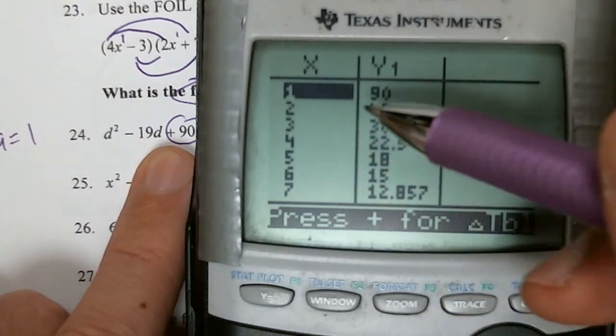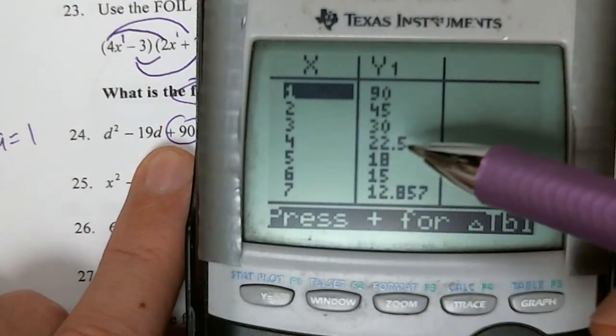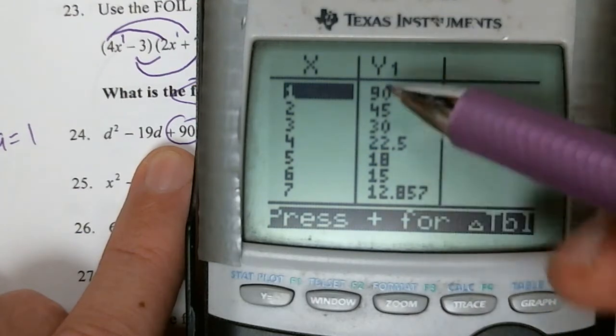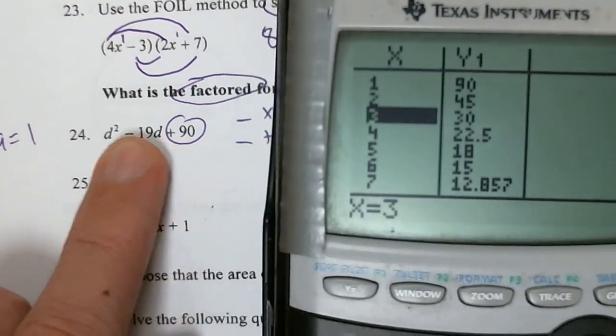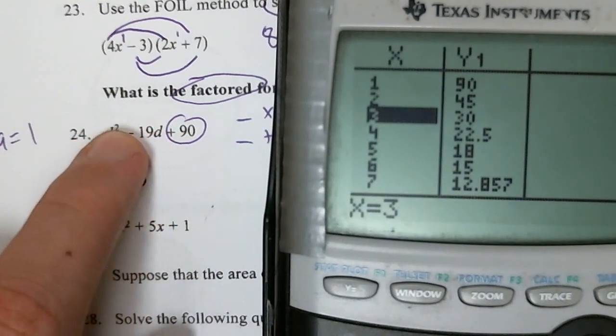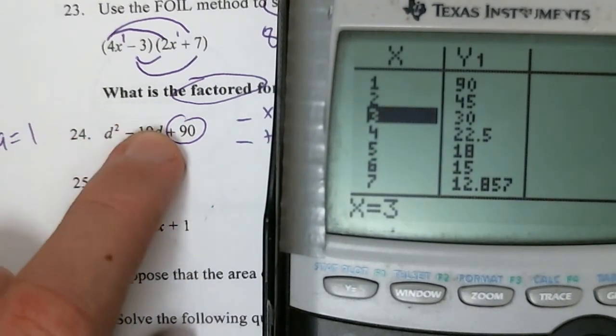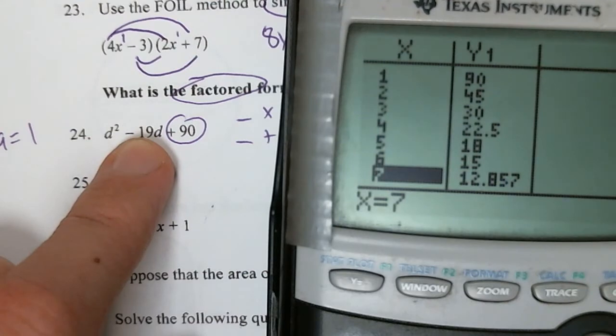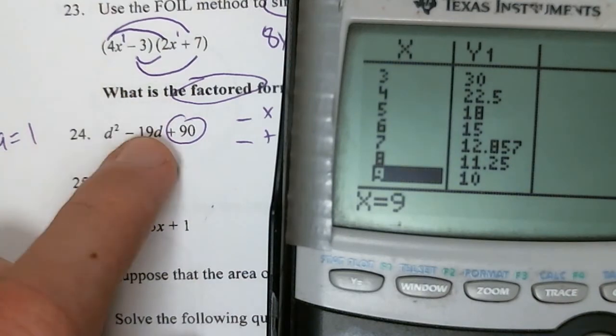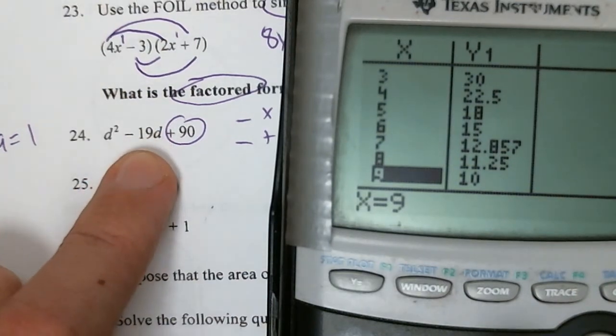1 and 90, 2 and 45, 3 and 30, 4 and 22.5. We don't pay attention to the decimals. We're only looking at the whole numbers. So I'm simply going to scroll down through here and see if I see a combination of numbers that will somehow get me to a 19 or a negative 19. 3 and 30, that doesn't do it. 5 and 18, that doesn't do it. 6 and 15, that doesn't do it. So let's keep going. 9 and, there we go. 9 and 10, that will get me to a 19. So there are the two numbers.